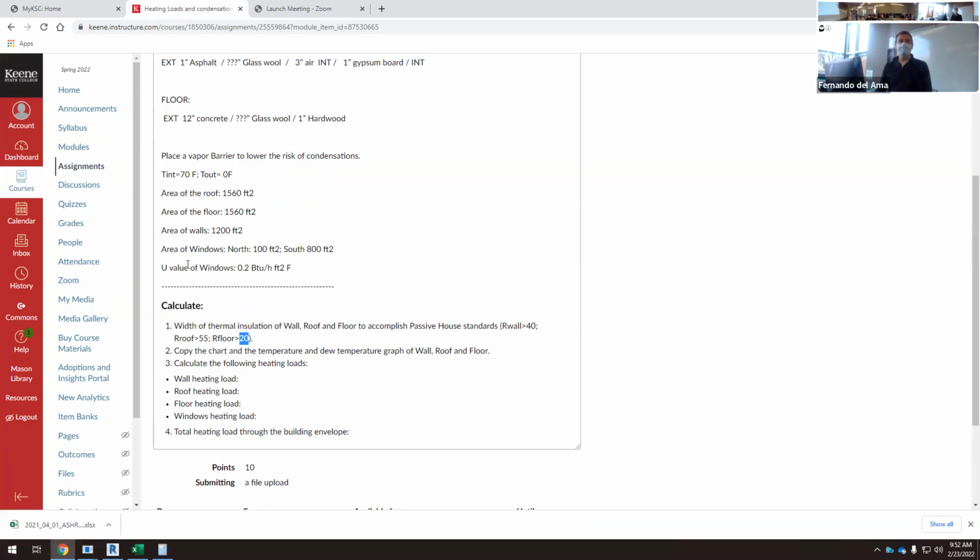And usually we don't have those kind of condensation issues. Well, the floor is different.